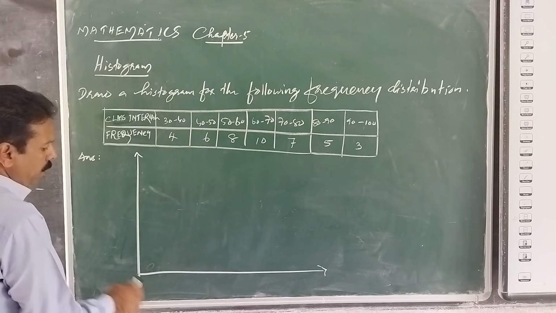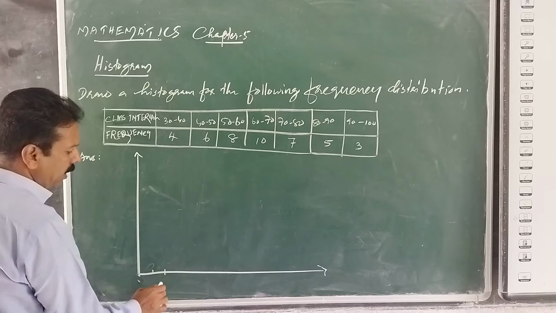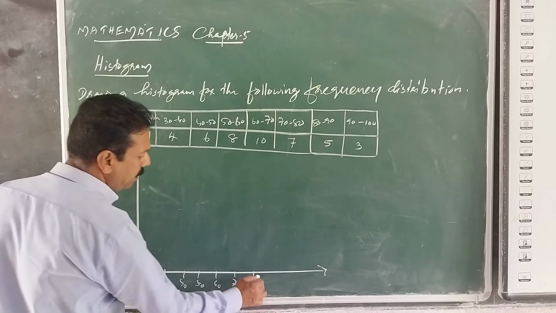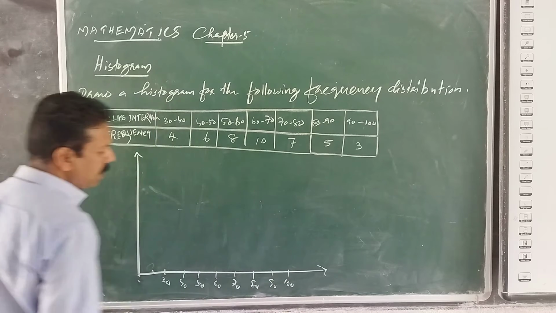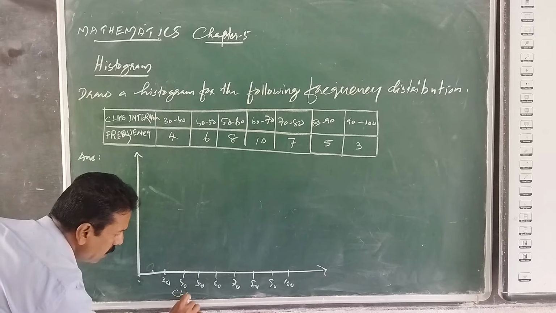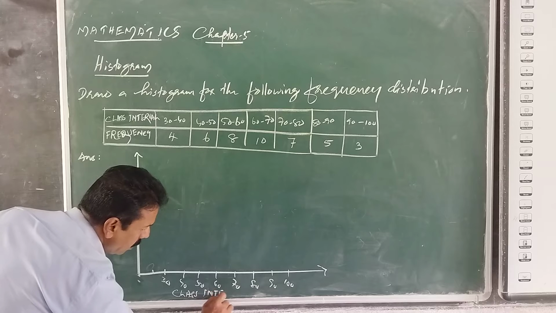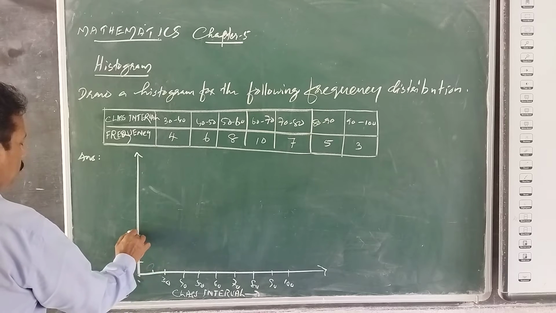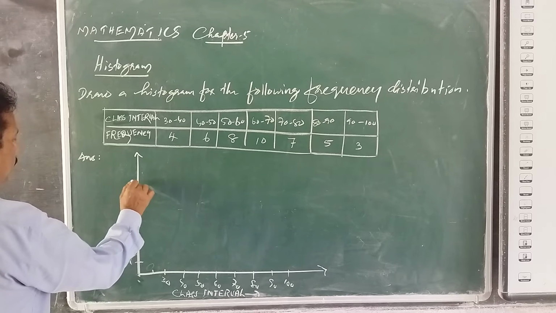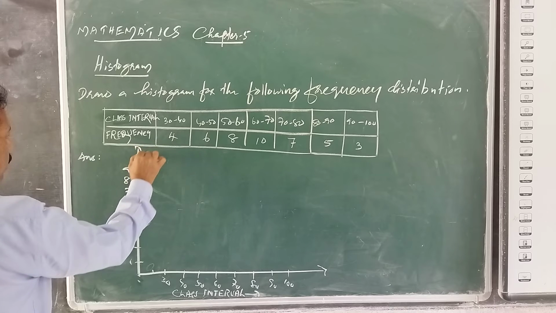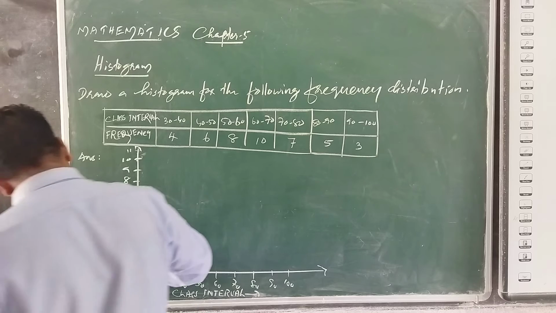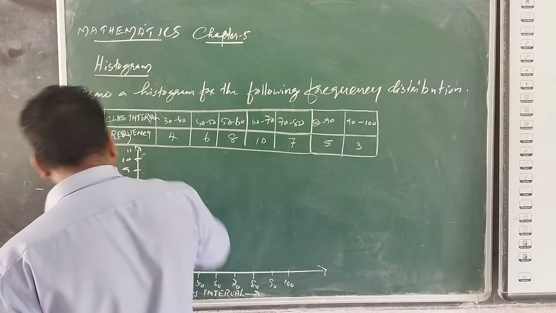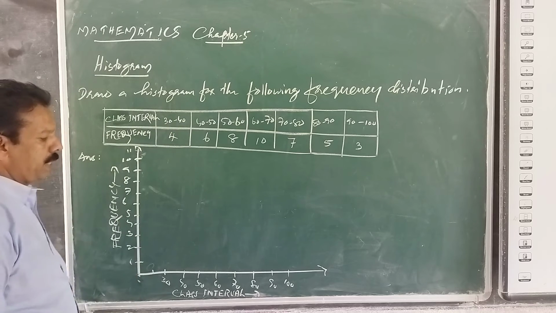On the horizontal axis, we have to draw and put the brackets and the 30, 40, 50, 60, 70, 80, 90, 100. This is the class interval. And here on the vertical axis, the frequency: 1, 2, 3, 4, 5, 6, 7, 8, 9, 10, 11, etc. This is frequency.